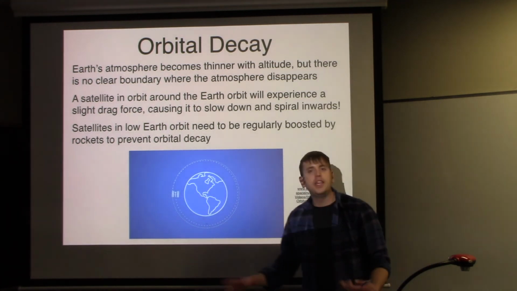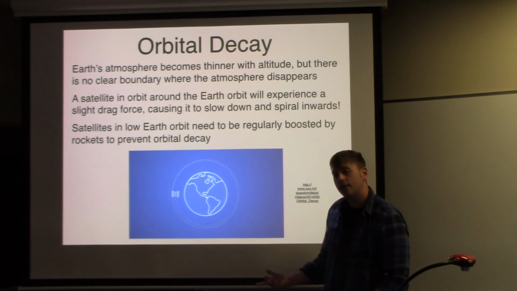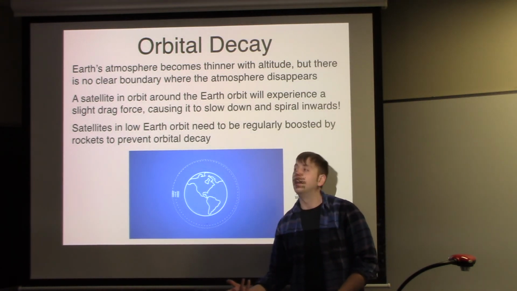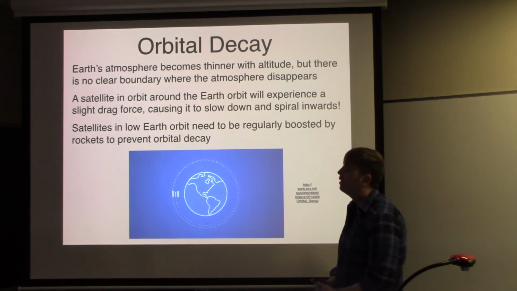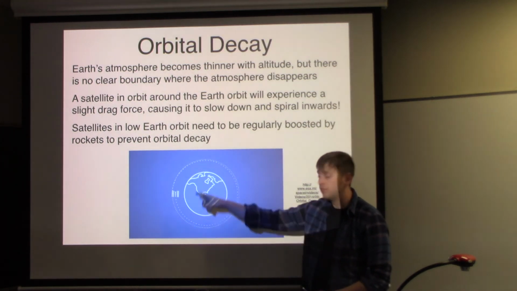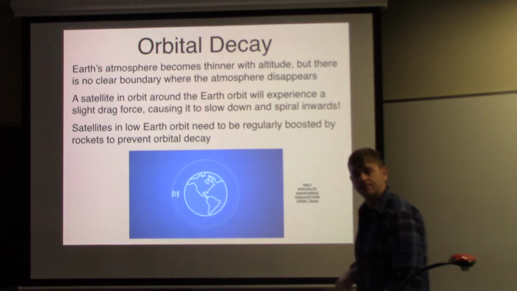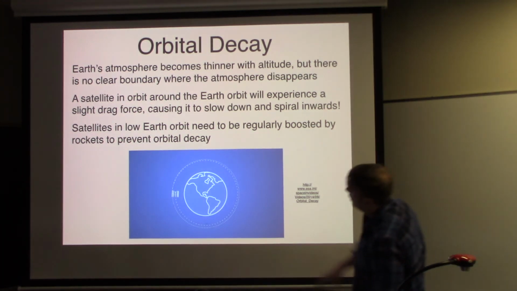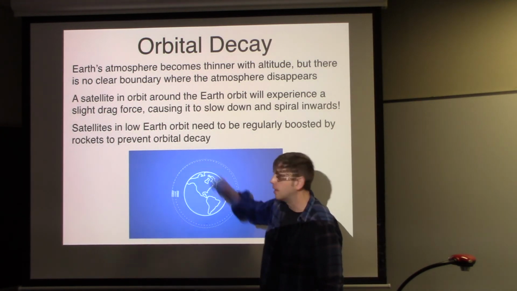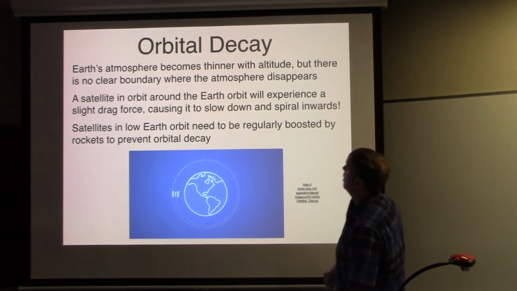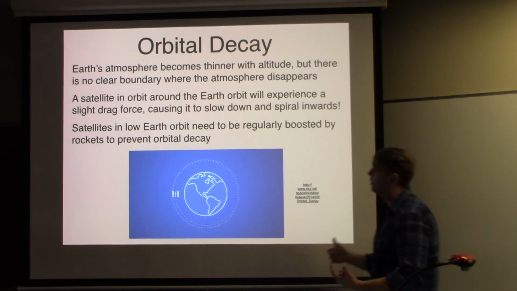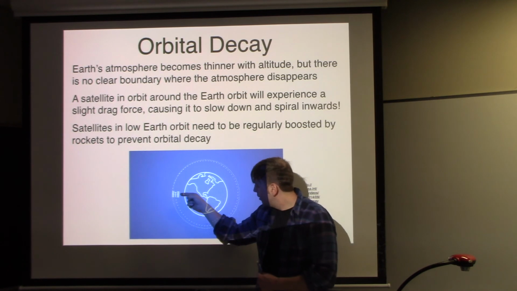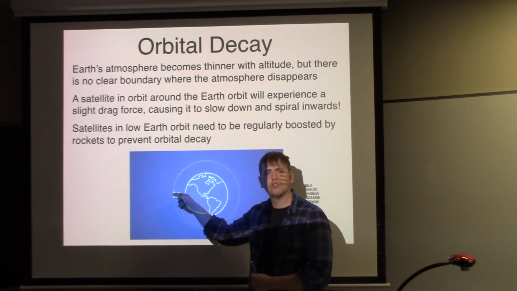Now you can imagine what the end point of this is. At some point, if this continues on, the satellite is going to crash into the Earth. And typically, we don't want that to happen. So, how do we prevent this, what we call orbital decay? Well, every so often, if you have a satellite in a sort of low Earth orbit like this, so pretty close to the Earth, you need to regularly boost it to prevent orbital decay, meaning you need a rocket to fire such that the satellite moves back to where it's supposed to be.